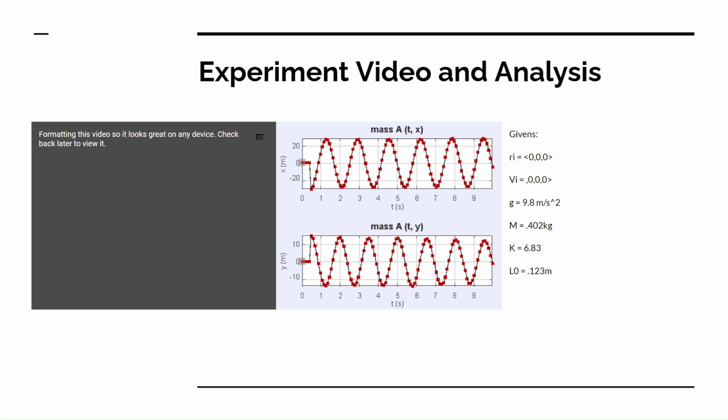Our givens are that it's at rest and it started at the origin. That's really just relative; I said the origin in my experiment. We know G. We know the mass is 0.402 kilograms, K is 6.3, and L naught is 0.123 meters.